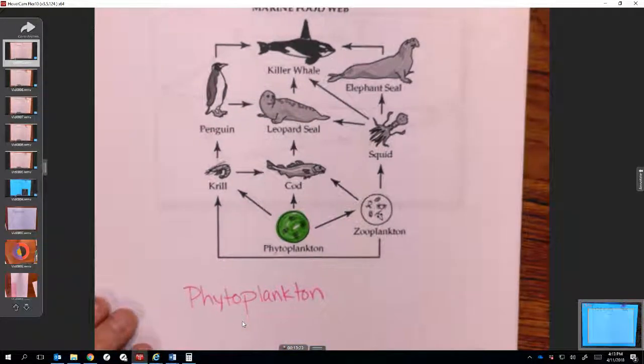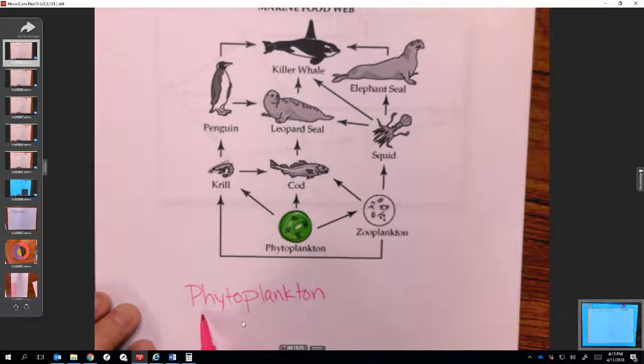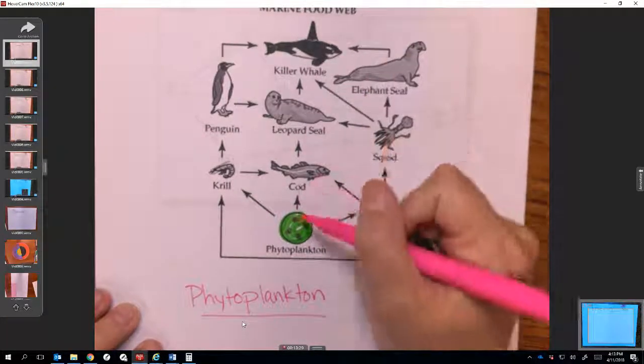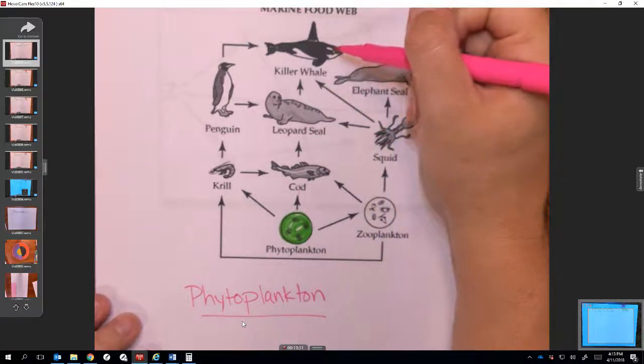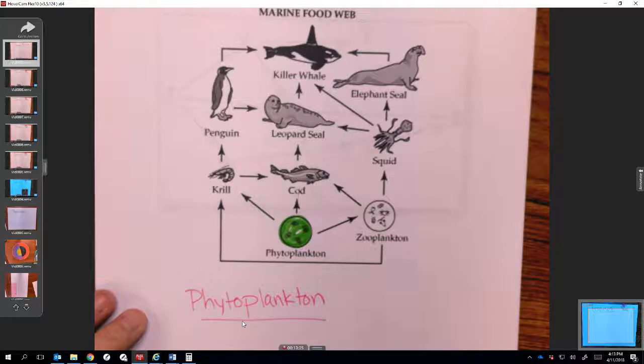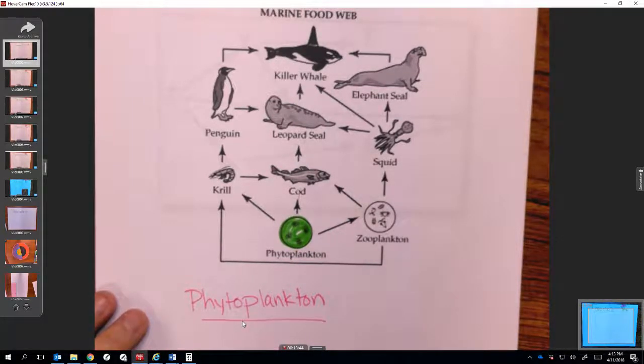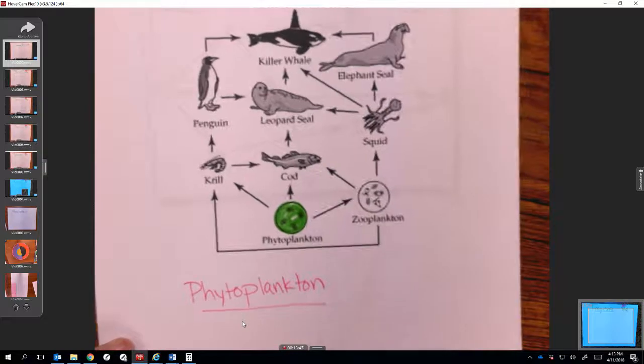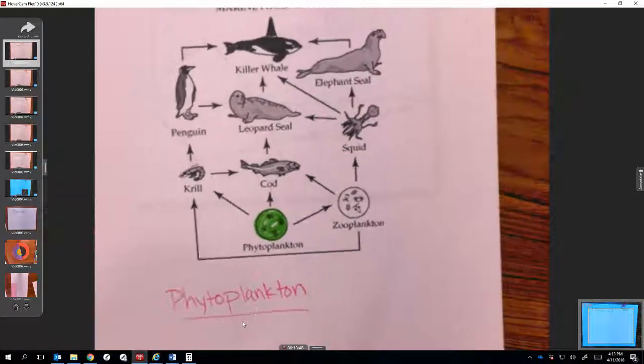So if I'm doing a food chain, I'm always going to have to start with phytoplankton using this web. Then I could go straight up from cod to leopard seal to killer whale, and that could be a food chain. But the key is I have to start with the phytoplankton because it is the only producer. And I know it's the only producer because it's the only thing that does not have an arrow pointing towards it. So I just wanted to point that out using this marine web.